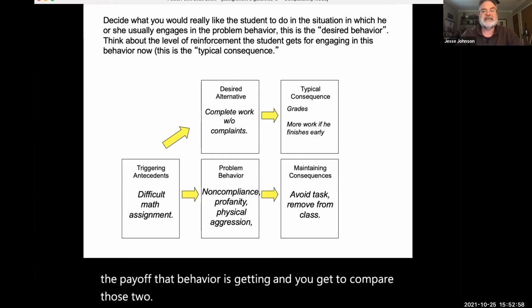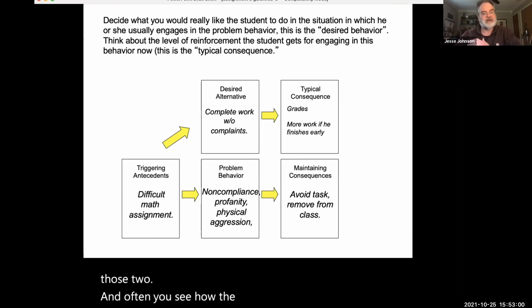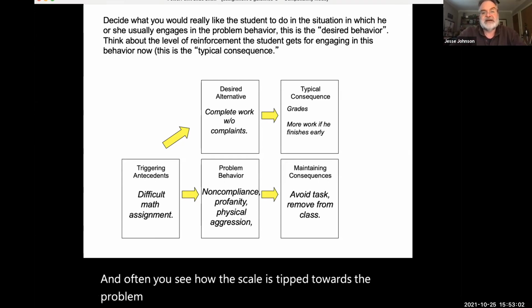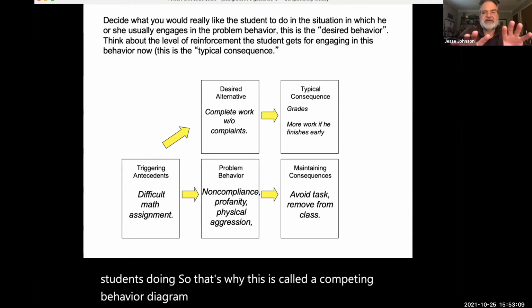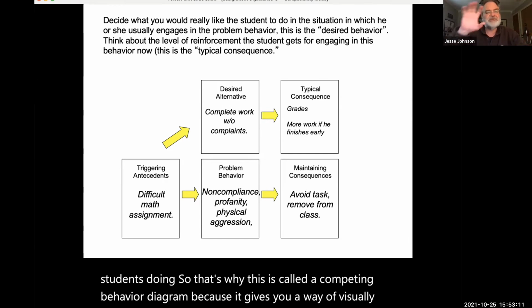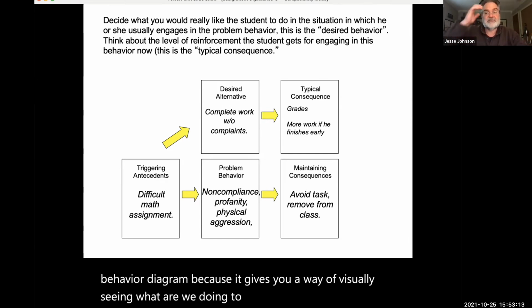And often you see how the scale is tipped towards the problem behavior, and it's no surprise that that's what the student's doing. So that's why this is called a competing behavior diagram, because it gives you a way of visually seeing what are we doing to maintain this desired behavior.